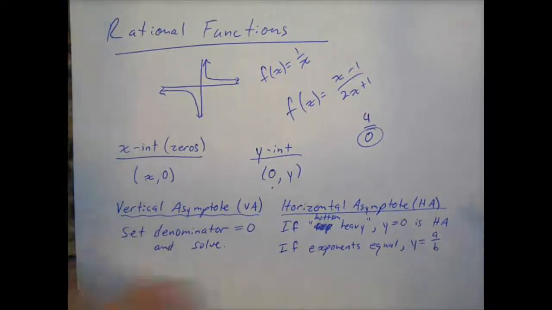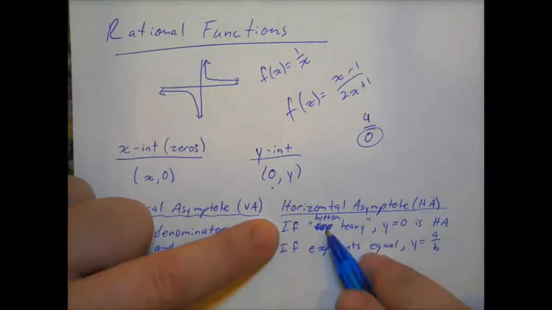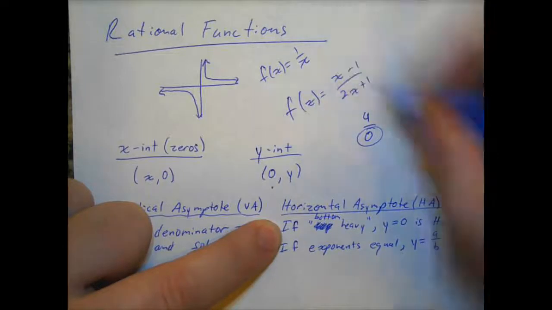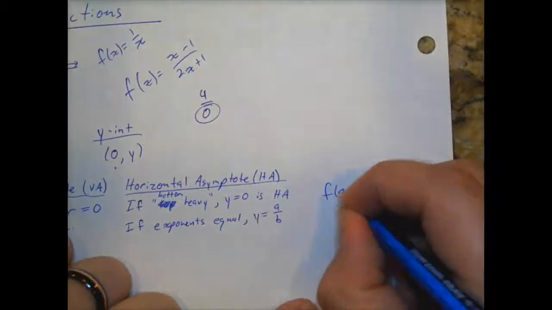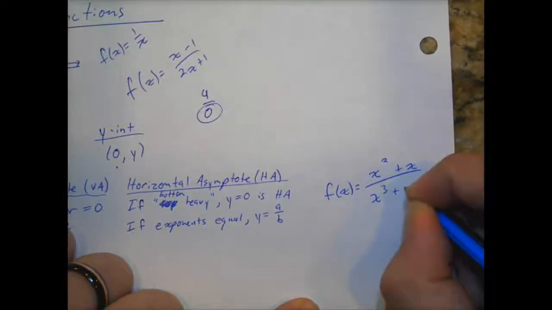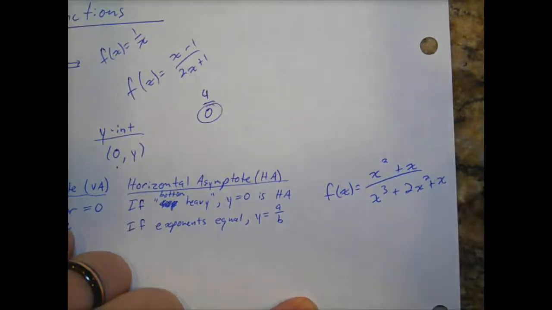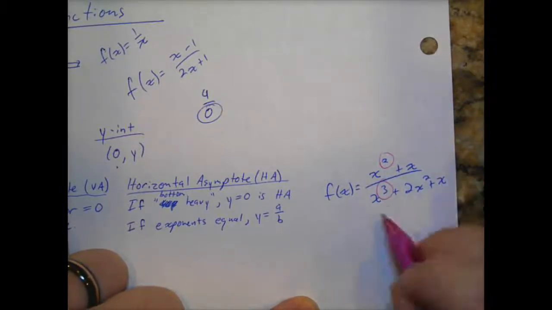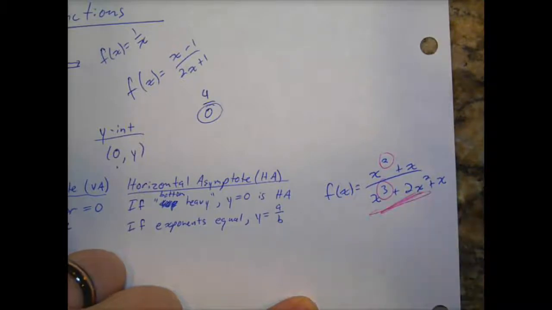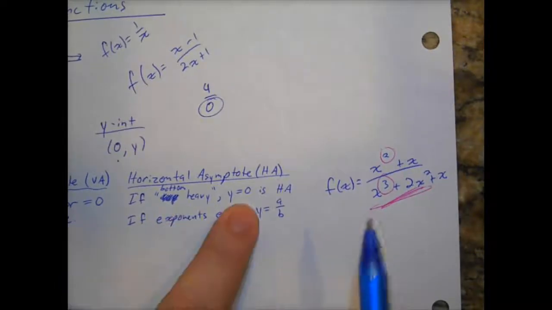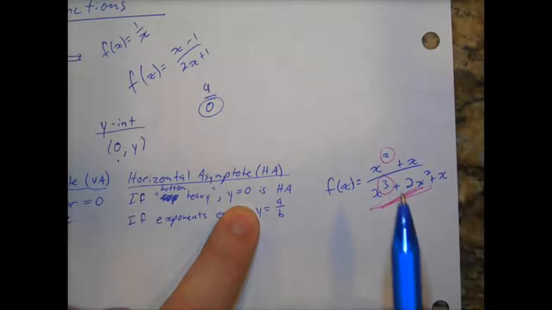For a horizontal asymptote, there's a couple rules that we're going to be using. If it is bottom heavy, and what I mean by bottom heavy is it's just talking about the exponents. So if I have something where f of x equals x to the second plus x over x to the third plus 2x squared plus x, whatever, you look at the highest exponents. The highest exponent in the numerator is 2. The highest exponent in the denominator is 3. So the higher exponent is in our denominator, so I consider this to be a bottom-heavy rational function. So when it is bottom-heavy, y equals 0 is our horizontal asymptote. Every single time, no matter what.